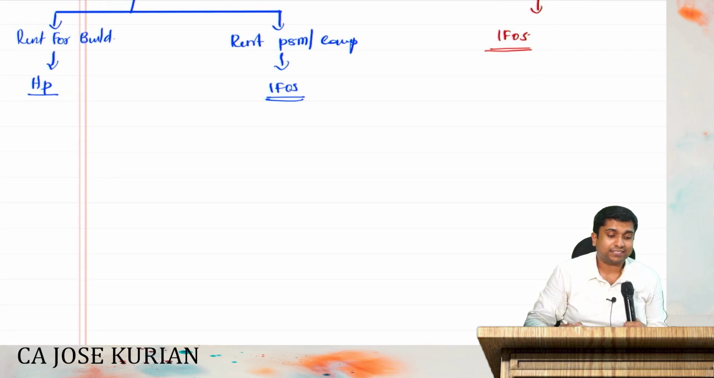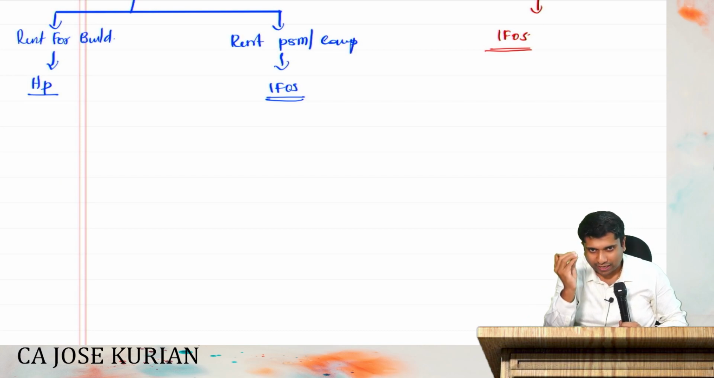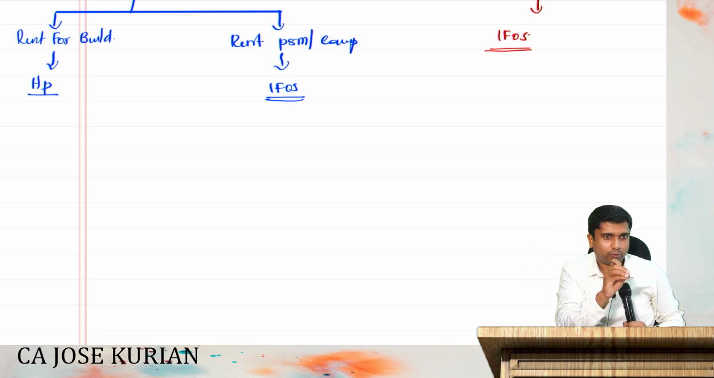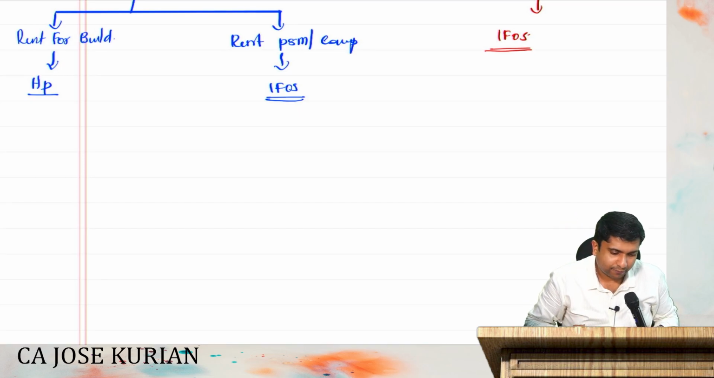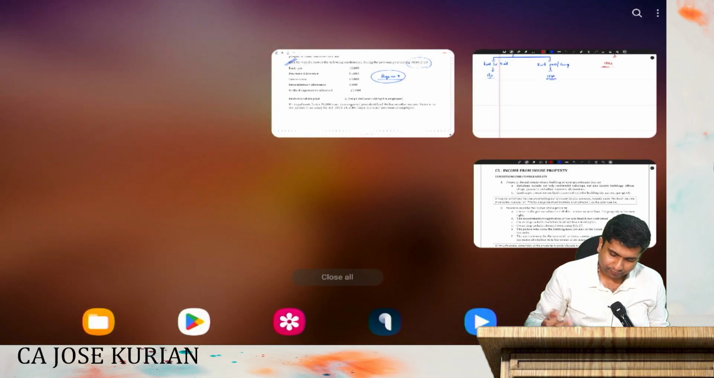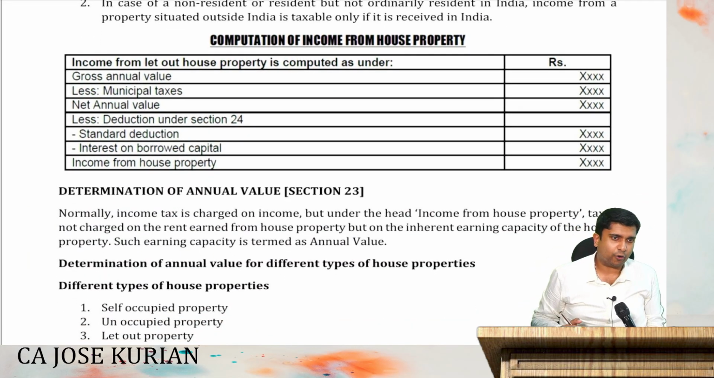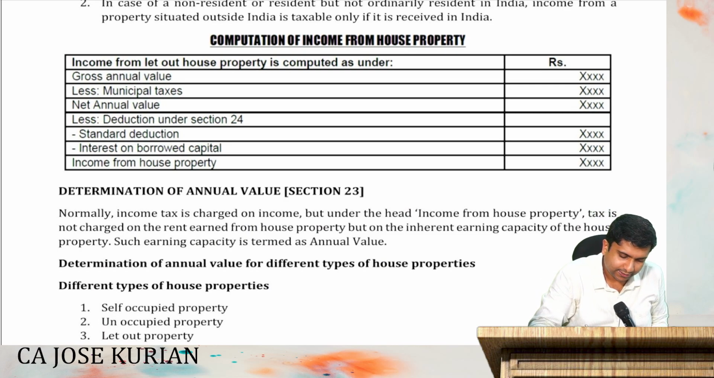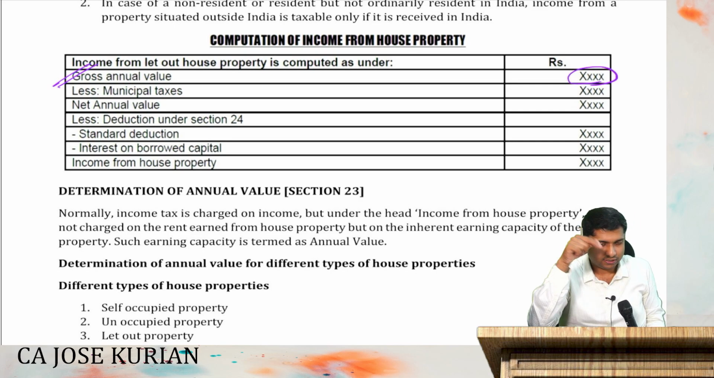So that's the first thing that you should know: determination of annual value. What is annual value? How to compute annual value? On this annual value, you apply the rate of tax to compute the amount of tax. So let's understand computation of income from house property. There is a format for it, and this is the format. You start with gross annual value. How to determine gross annual value is the next topic that I'll discuss.